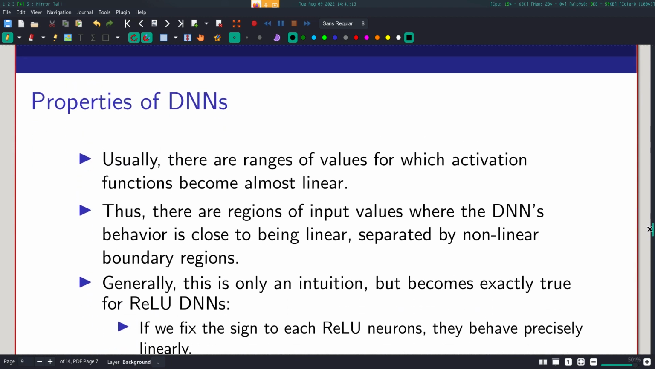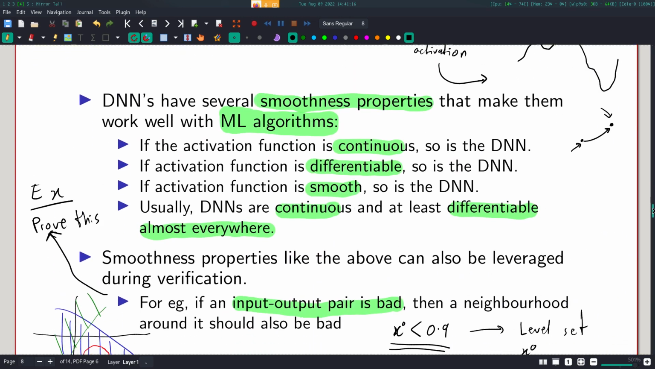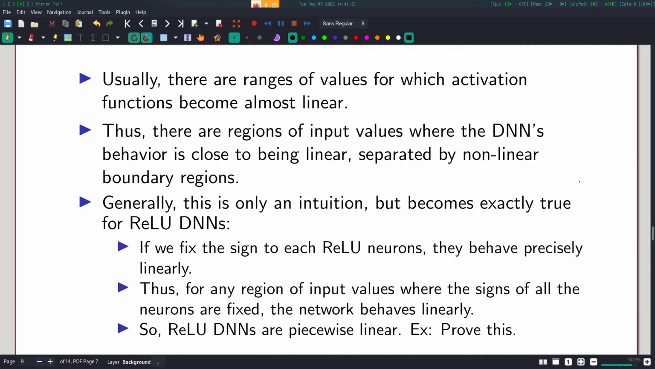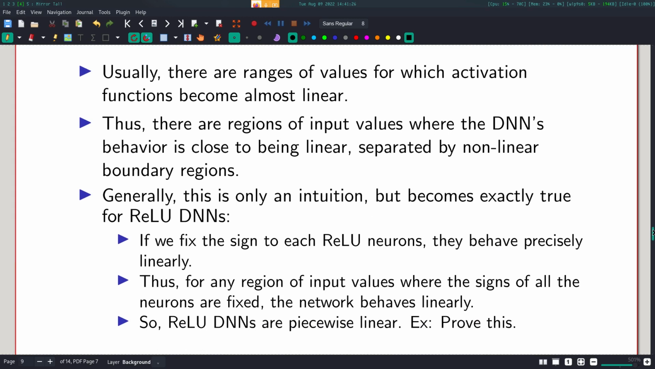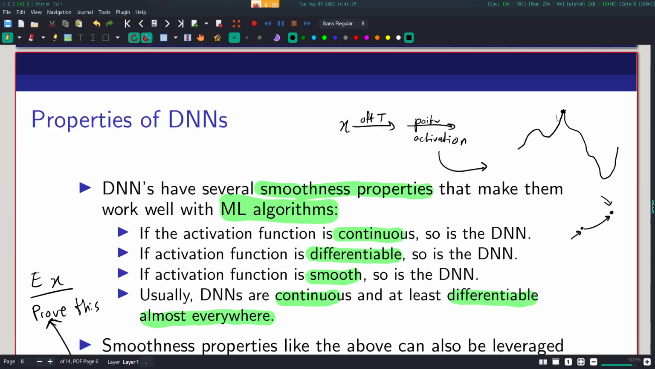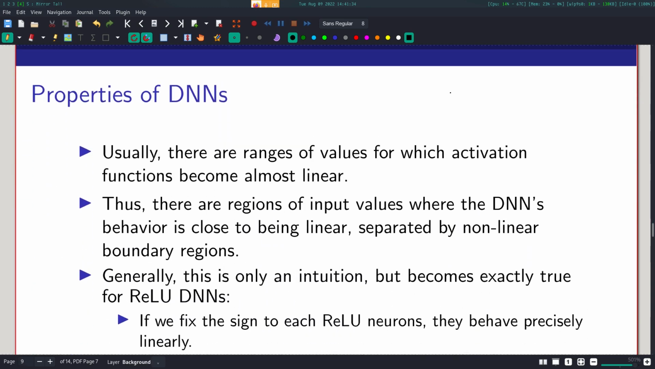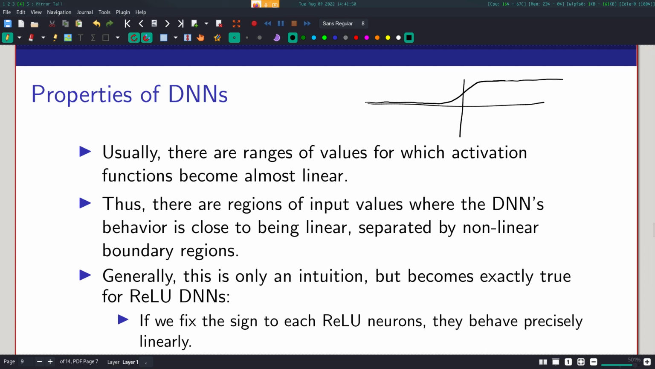So these are some properties of DNNs that we can leverage. Some other properties: if you think about the activation functions that I showed you, let's look at these things. For example, even something like sigmoid will usually look like something like this, right? For really negative values, it's going to be very close to 0. Then it's going to increase like this. And then for positive values, again, it's going to be very close to 1.